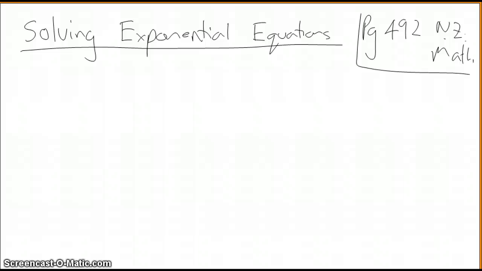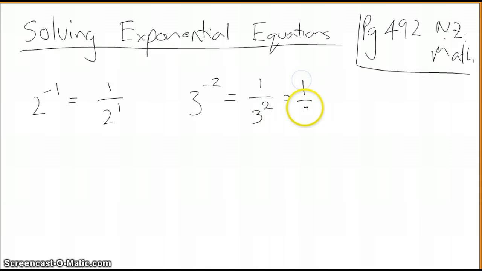Okay, first thing you need to know about powers is when they are negative, they simply put the equation into a fraction and the power becomes positive. So first example. Second example, 3 to the negative 2 would be 1 over 3 squared, which is the same as 1 over 9.